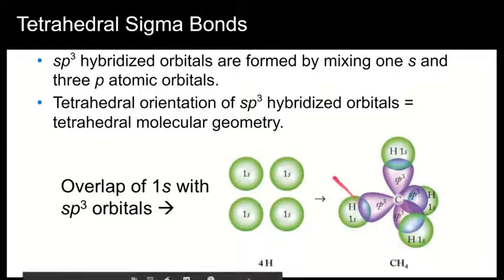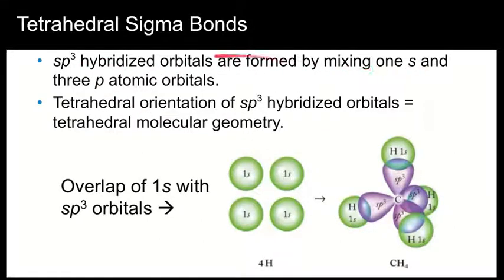So we're still looking at methane here. The sp3 hybridized orbitals are formed by mixing 1s and 3p atomic orbitals. Tetrahedral orientation of sp3 hybridized orbitals equals tetrahedral molecular geometry. So these are your hydrogens again, which each of them has a 1s orbital. And then the carbon here has 4 sp3 orbitals for them to attach to. And then we have sigma bonding right here between the carbon and each hydrogen.